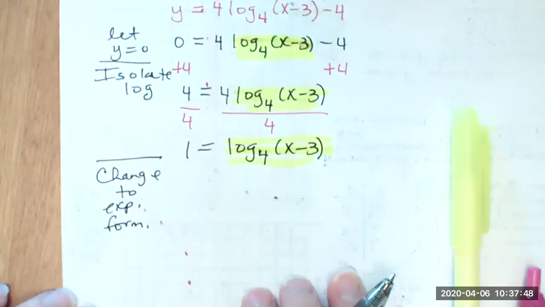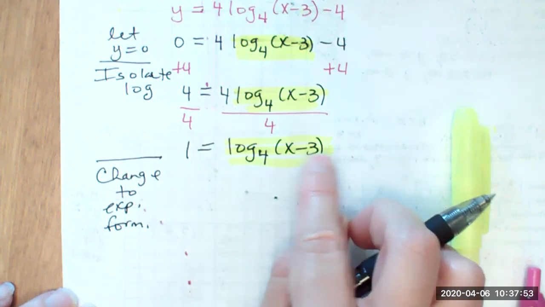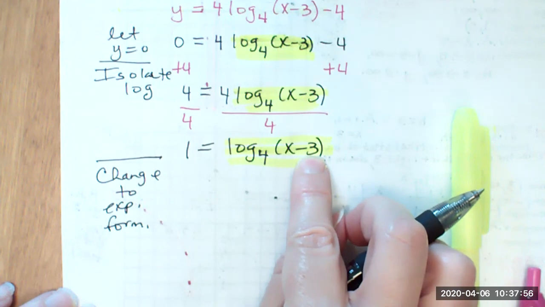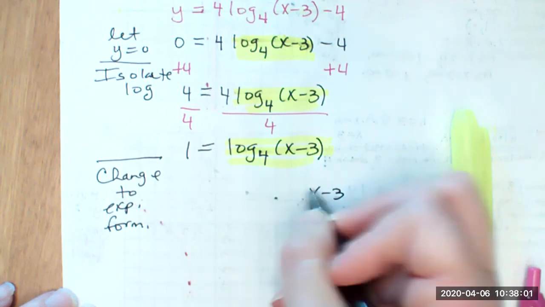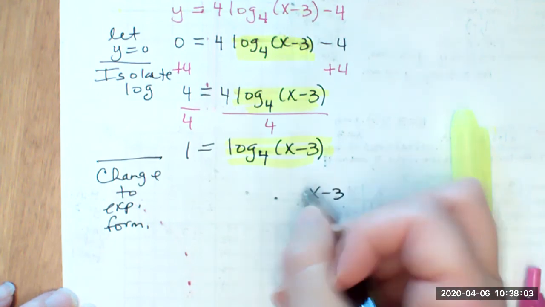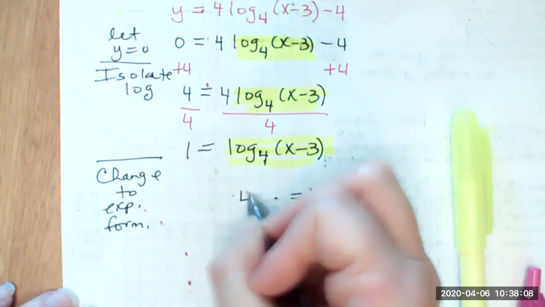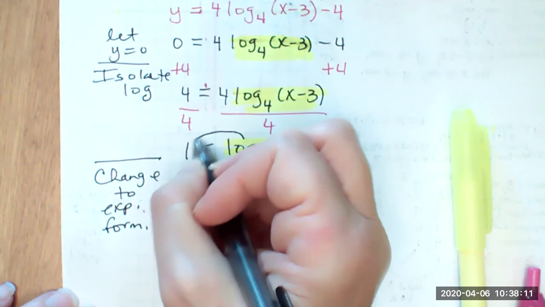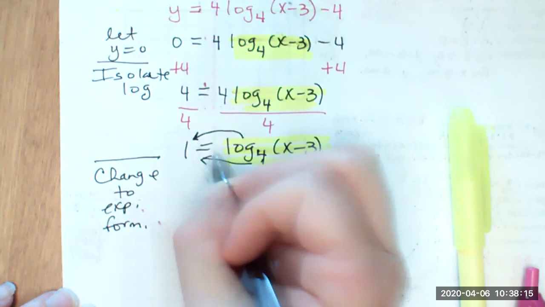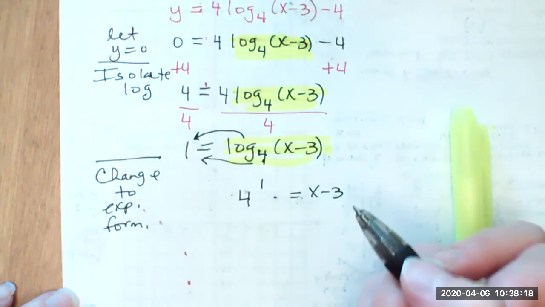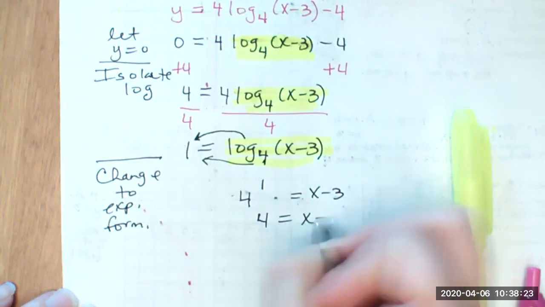Okay, so change that to exponential form. Now, typically what I like to do to make things simple is keep the expression that contains the variable on the same side of the equation that it was on. So we'll leave x minus 3 over here. And remember, we're going to be taking the base, which is 4, and raising it to the power that is the log. The log is the exponent. So it's 4 to the first power equals x minus 3, right? So 4 to the first power is 4, which is equal to x minus 3.